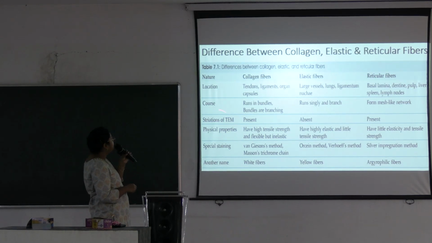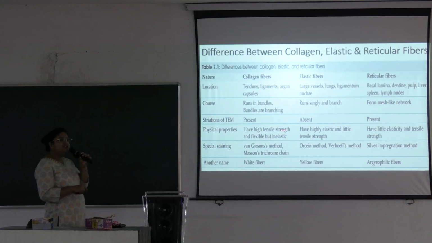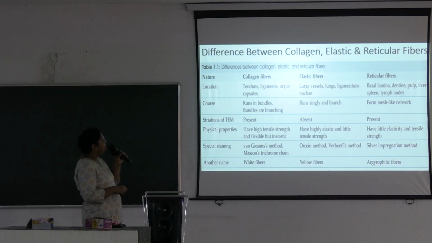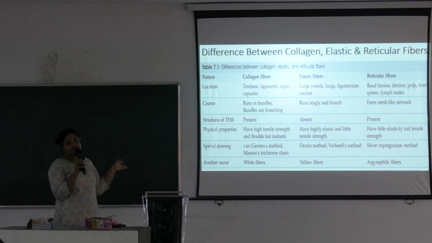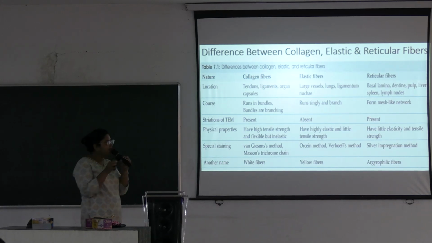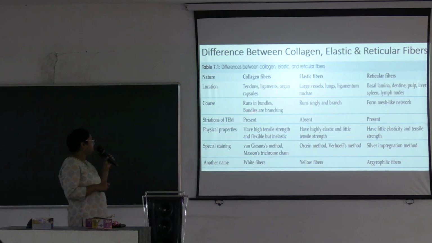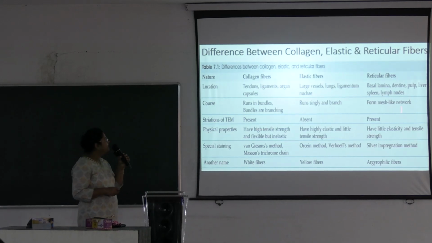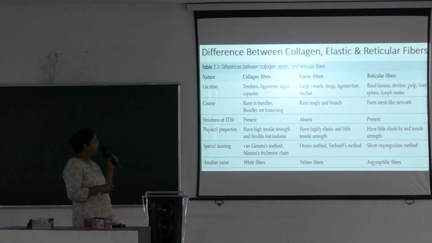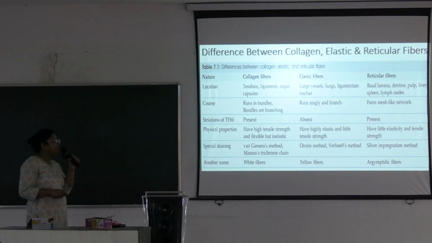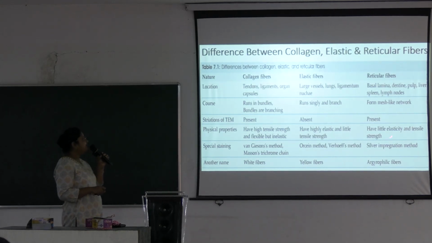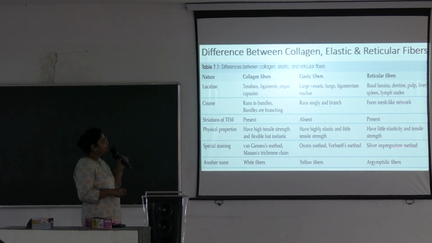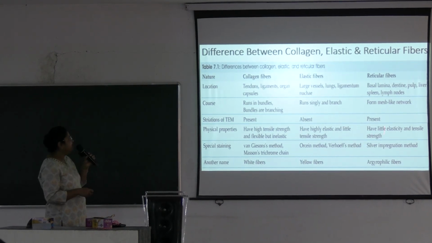Next, striations in the transmission electron microscope. In collagen fibers, striations are present, and they are absent in elastic fibers. Reticular fiber is type 3 collagen fiber, so striations are present here also. Next is physical properties. Collagen fibers have high tensile strength and are flexible but inelastic. Elastic fibers are highly elastic with little tensile strength. And reticular fibers have little elasticity and little tensile strength. Both are less.